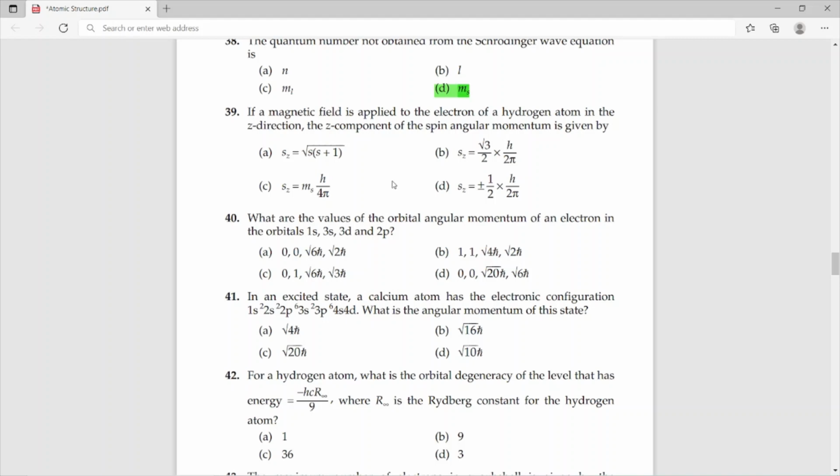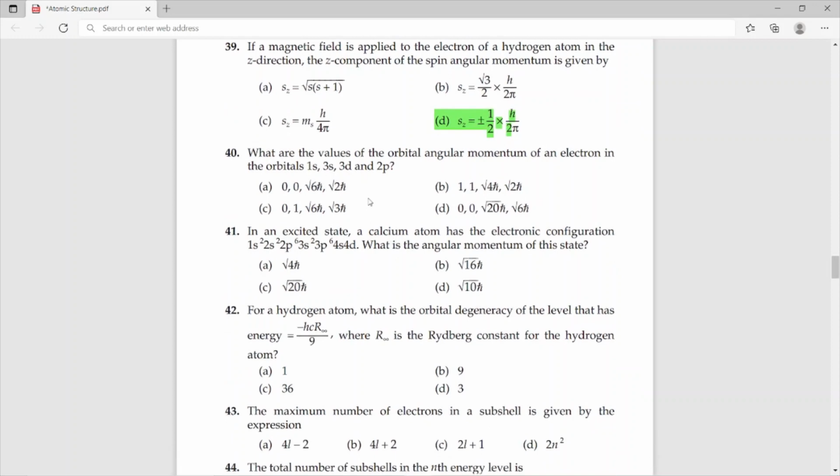Next question is: if a magnetic field is applied to the electron of a hydrogen atom in the z direction, the z component of the spin angular momentum is given by, so that will be given by equation D. Equation D is the right answer for that one, plus minus half into h by 2 pi. The spin angular momentum will be equal to that product.